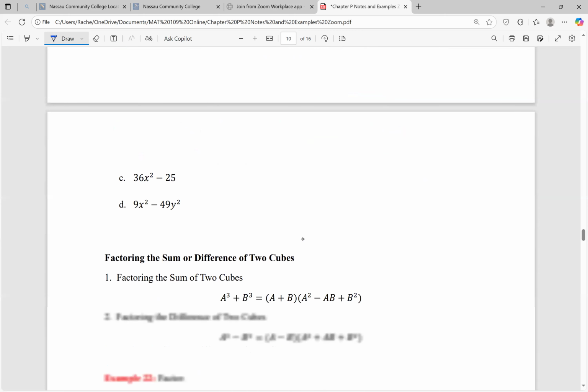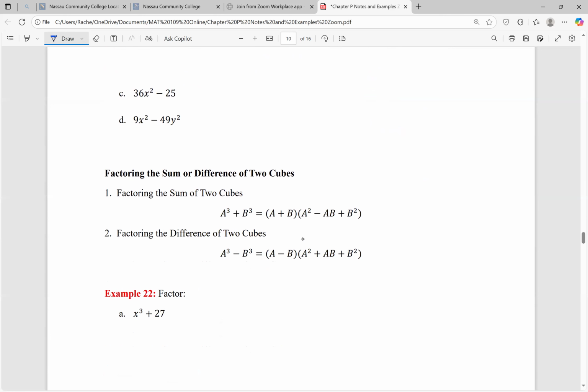So let's try another one. C, again, it looks like I have perfect squares, right? I see 36, 25. I have an x squared. I see a difference. So let's rewrite this, right? Instead of 36, that's the same thing as 6 squared. So I have 6 squared times x squared. And then minus 25 could be rewritten as 5 squared. And really, there's no need to write 6 squared x squared. We could write that even more simply as 6x squared, right?